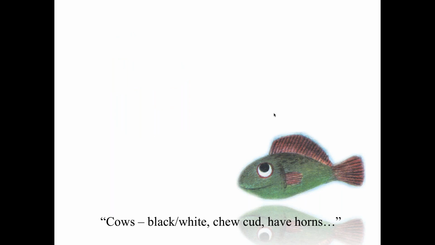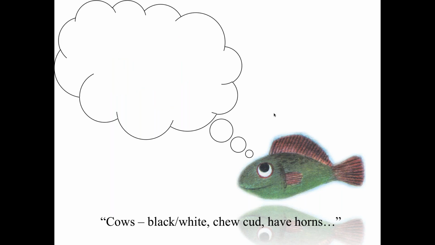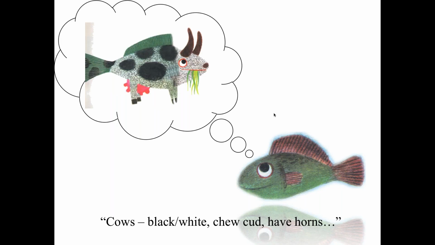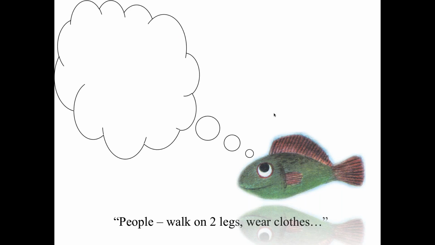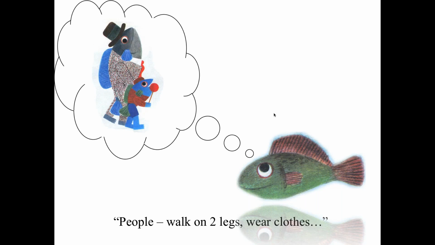Then the frog says, well, I've seen these things called cows. Cows have black and white markings, they chew cud, they have horns, and the fish is imagining, what does a cow look like? And then finally describing people. People walk on two legs, they wear clothes, and by this time you could probably visualize exactly what the fish is thinking in terms of what people look like, right?